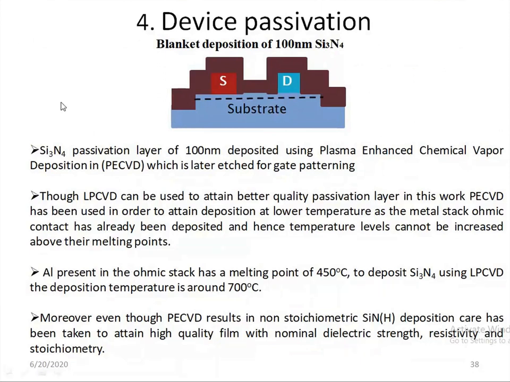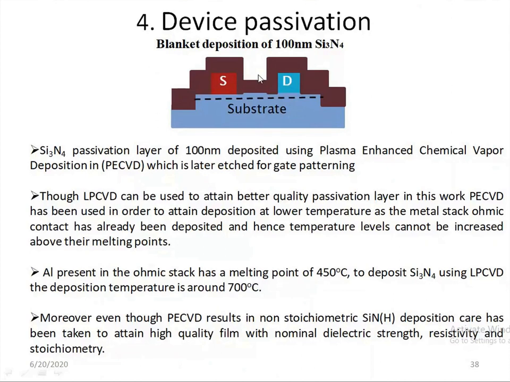If we have an aluminum layer in the gate stack, aluminum has a very low melting point. It will melt at temperatures above around 350-400 degrees Celsius. If we go for LPCVD, temperatures will be very high, like 700 to 800 degrees Celsius. So we can't simply use any method for fabrication. We have to check what our device is, what materials I use, and what method is to be used to get high quality deposition. In our device, we have used passivation using PECVD because PECVD operates at a lower temperature compared to LPCVD.